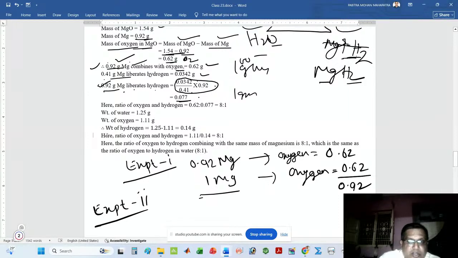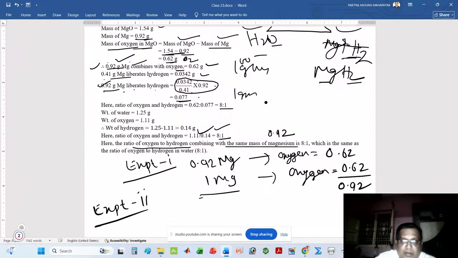Now find the ratio of oxygen and hydrogen. Here we will write 1.11 divided by 0.14. If you solve this, you will get 8 is to 1. Look at that. Here 8 is to 1 is what I already determined, and here also 8 is to 1. So here I can write the ratio of oxygen and hydrogen combining with the same mass of magnesium. Same mass of magnesium means I have taken here 0.92.